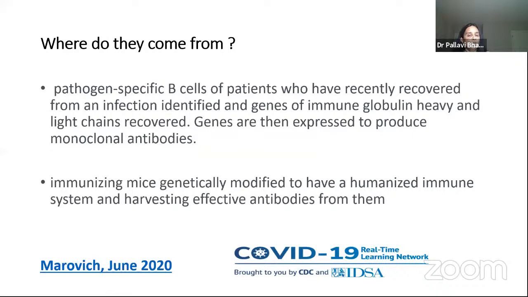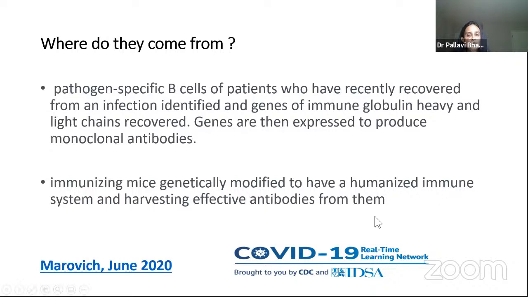Where do they come from? So there are two ways of starting out with getting these MABs. If a patient is infected with a new virus or an existing virus, and you are trying to come up with a therapeutic, you get the pathogen-specific B cells of the patient who has recently recovered, and you identify the genes of the immunoglobulin heavy and light chains, you recover them, and then you express them to produce monoclonal antibodies. And to my knowledge, most monoclonal antibodies are produced in Chinese hamster ovary cells in basically factories.